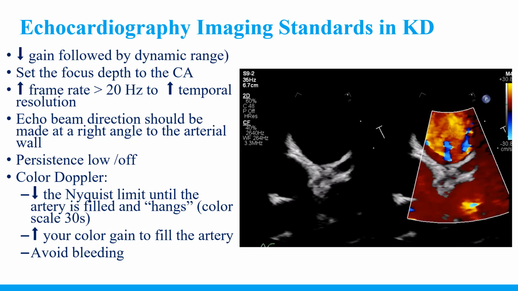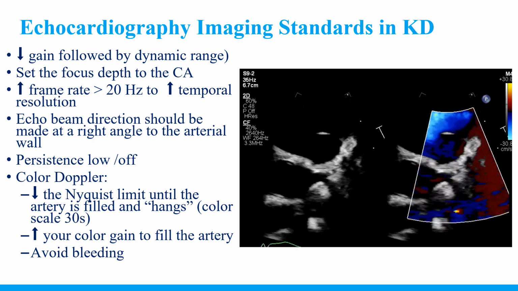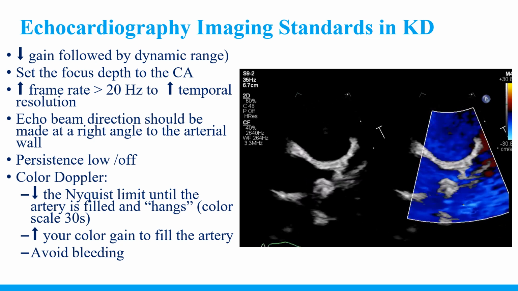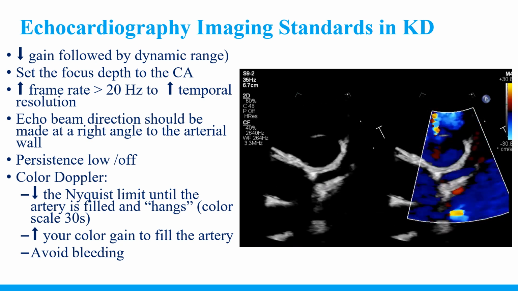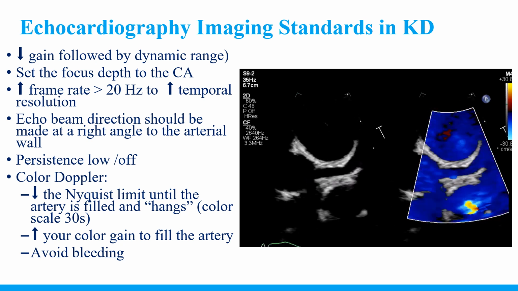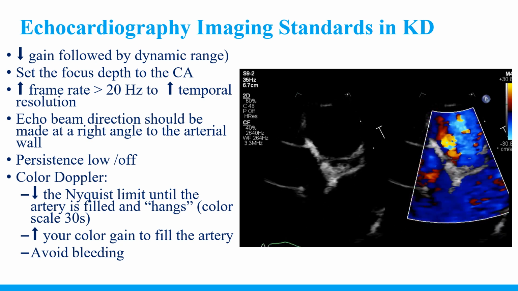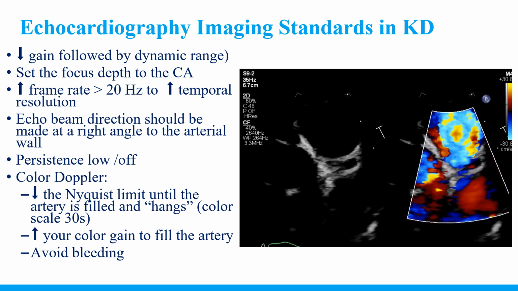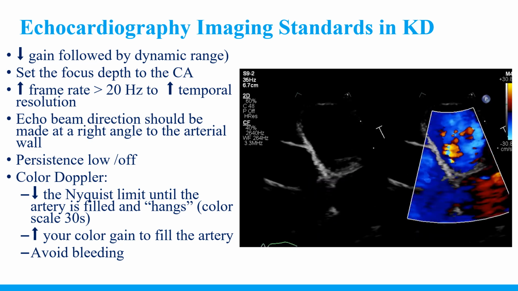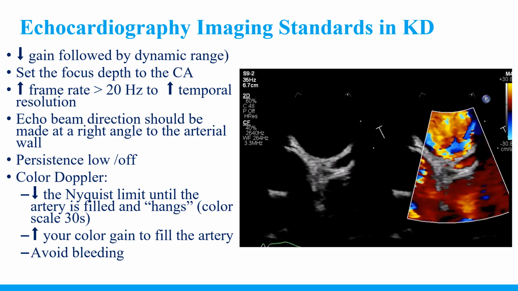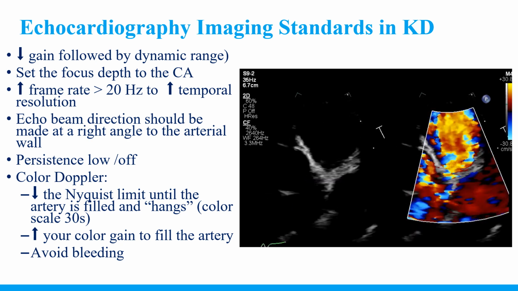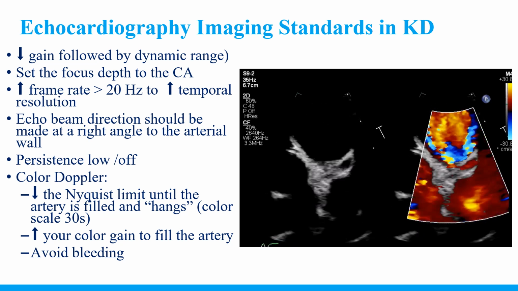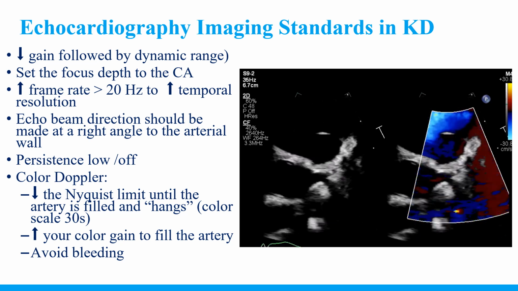You want to drop the gain, followed by the dynamic range. If you are using certain machines, they have that dynamic range button, and you want to drop it below 50. Usually it's set at 50 and you want to drop it below. You want to set the focus on the coronary artery that you're looking at. You want to make sure that the frame rate is above 20 to increase your temporal resolution, and that the echo beam is directed at a right angle to the artery.